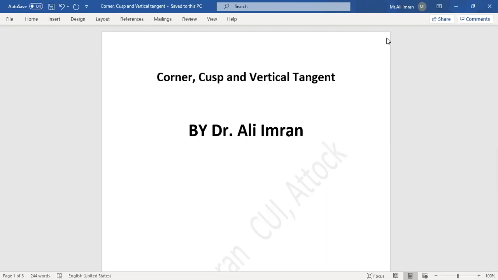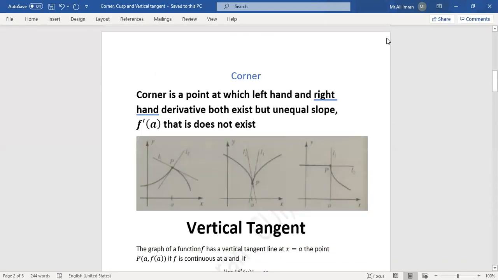In today's lecture, we will learn the mathematical concept of corner, cusp, and vertical tangent. So let's start our lecture. First of all, I would like to define what is corner. Corner is a point at which the left hand and right hand derivative both exist but have unequal slope. In this case, f prime of a does not exist.